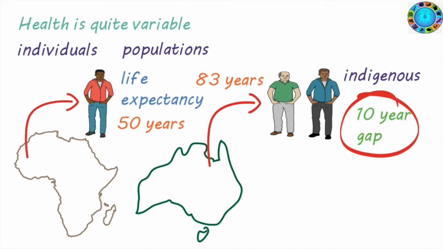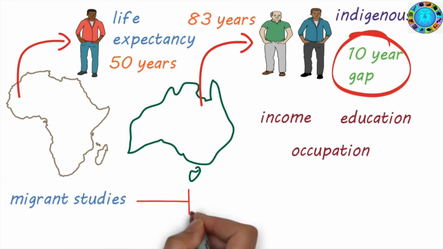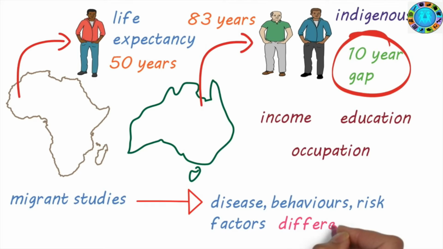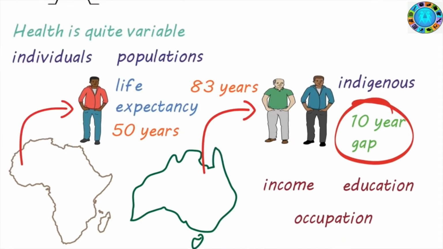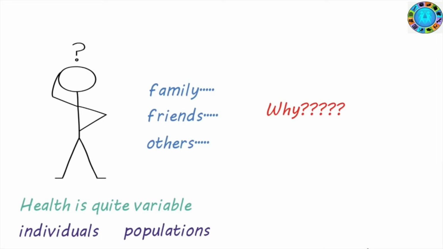Within a population, health is also influenced by social status. People with higher income, a higher level of education, and a better occupation have better health and a greater life expectancy. Health status can change as well. For example, studies of migrants have shown that the type of diseases, health behaviors, and risk factors are different in migrants compared to those in their country of origin. So why is there so much variability? To answer that question, we must understand the factors that can influence health. Let's have a look.